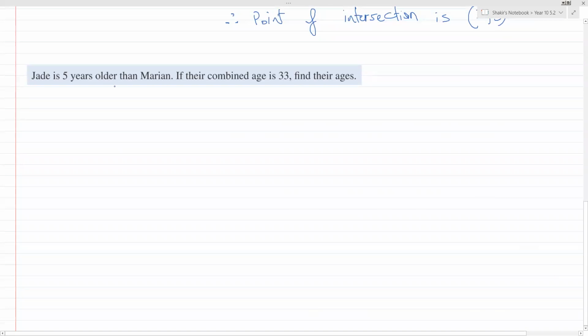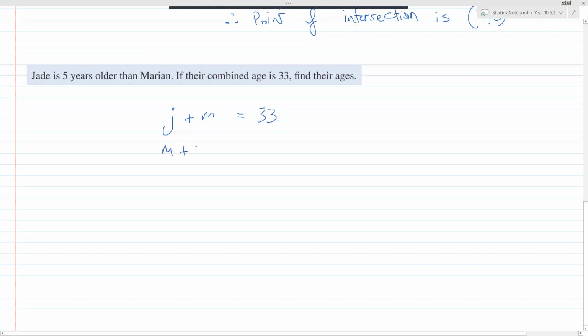So, for example, a word problem such as the following. Jade is 5 years older than Marian. If their combined age is 33, find their ages. Okay, well, I know Jade's age plus Marian's age is equal to 33. Okay, because their combined age is 33. Now, I also know Jade is 5 years older than Marian. So whatever Marian is, plus 5 years is going to equal J. And so I now have 2 equations.